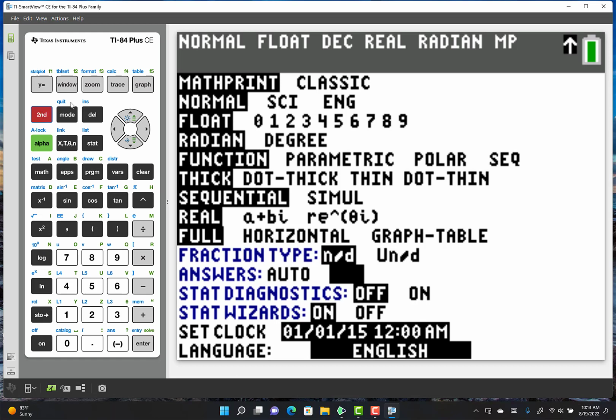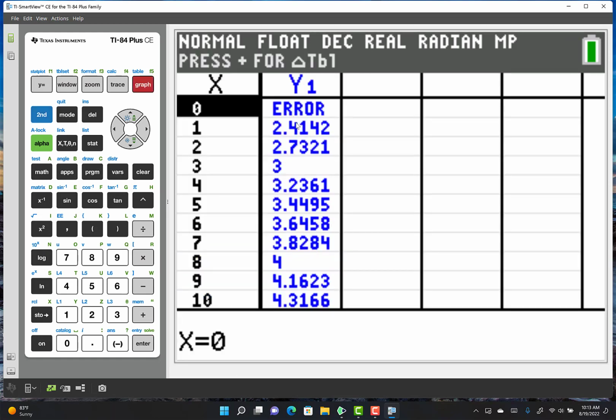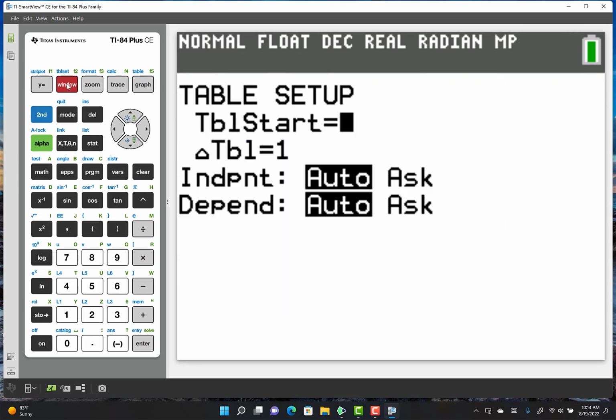Push the second button and push the table. Oh, I don't want that. Okay. Everyone should probably see something like that. I want to type numbers in to give me values, right? So I'm going to push the second button again and put table set, which is the window button. So you should have something like that. And I'll wait. Okay. Table start. I clicked the second button and I put the window button, which gets you the table set. Got it? Cool.